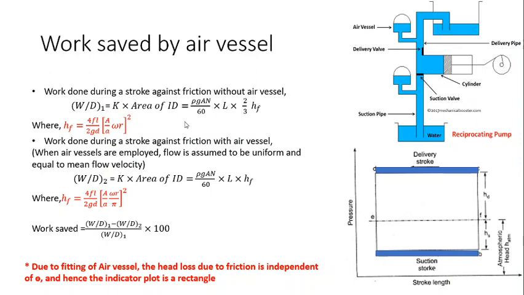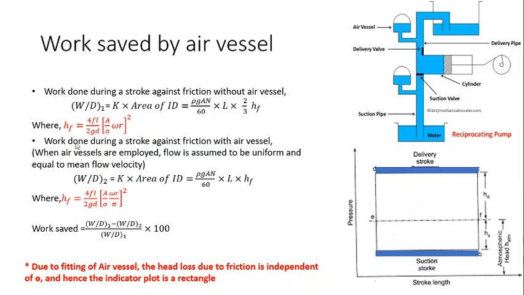We know that the work done against friction is equal to rho g A N by 60 into L into 2/3 HF. Why this 2/3 HF? Because it is parabolic in nature. The head loss due to friction is a parabolic curve, where HF is equal to 4fL by 2gD into V squared. V is (A/a) into omega R, the whole squared.